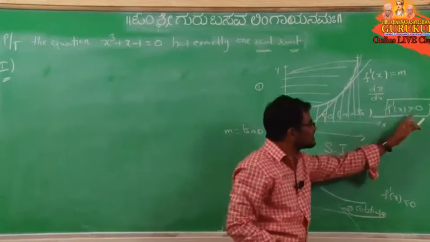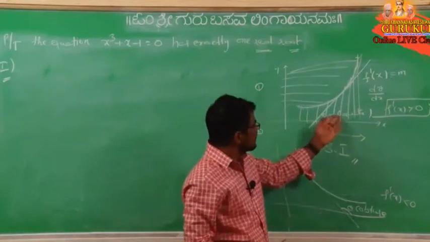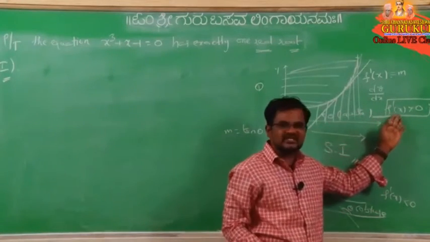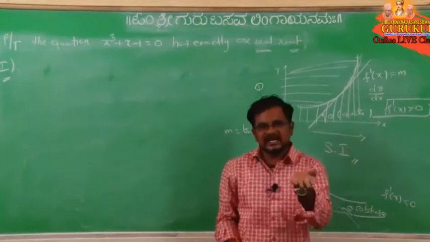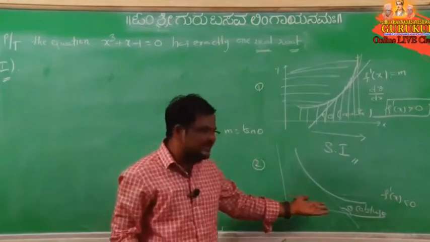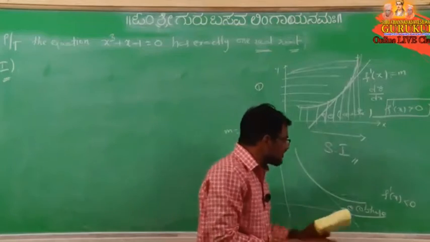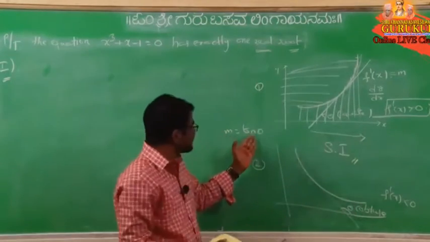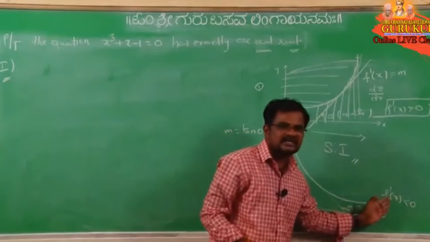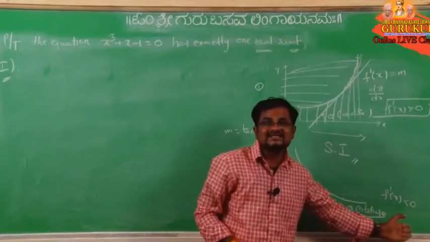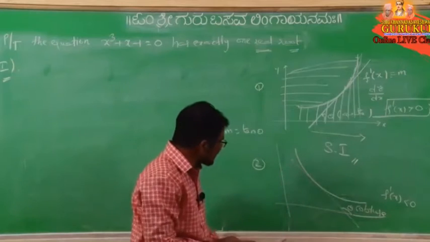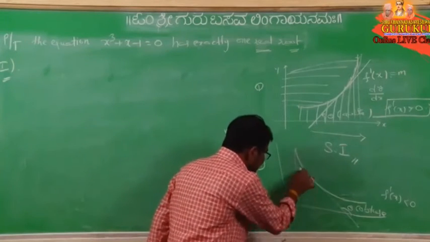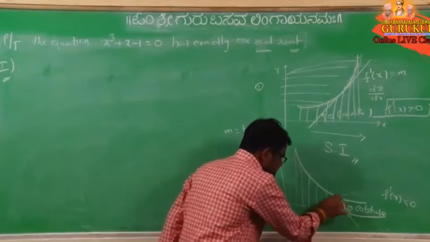Why are you saying f dash x greater than 0? Slope is tan theta, and tan theta equals f dash x. An acute angle means tan theta is positive only. Here tan theta is negative, so f dash x is less than 0, because an obtuse angle means m equals tan theta equals dy by dx, or f dash x, is less than 0. Here also you can identify this.